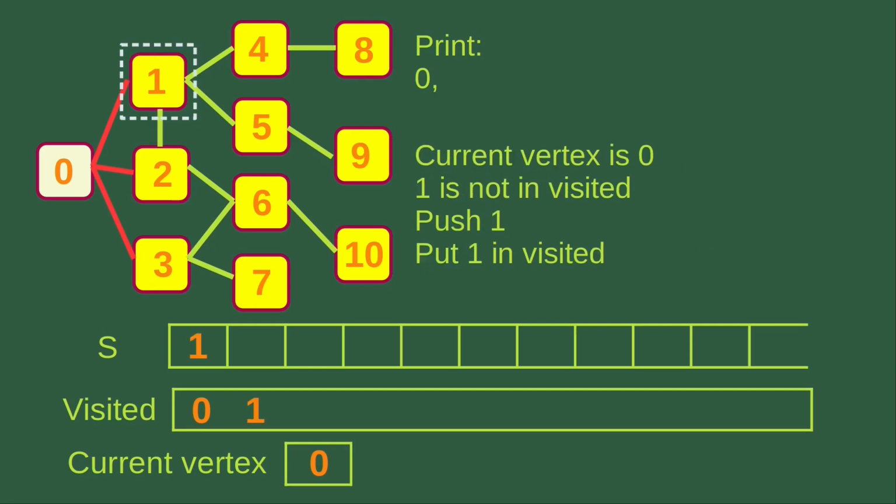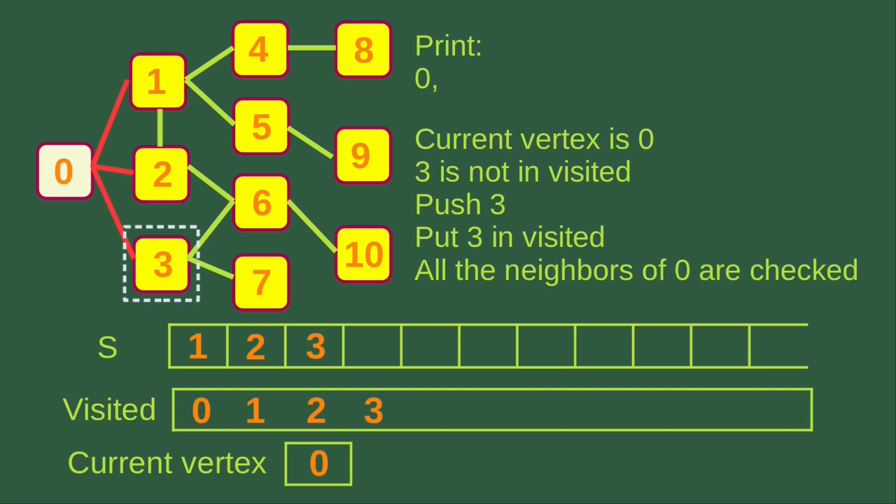Now we check the first element, which is 1, and 1 is not yet in the visited set, so I need to push it to the stack and put 1 into the visited set. Now we check number 2. Number 2 is not yet in the visited set, that's why I need to push it into the stack and I put number 2 into the visited set. Now let's go to node 3. Node 3 is not in the visited set yet. That's why I have to put 3 into the stack and into the visited set. After that, all the neighbors of 0 are checked.